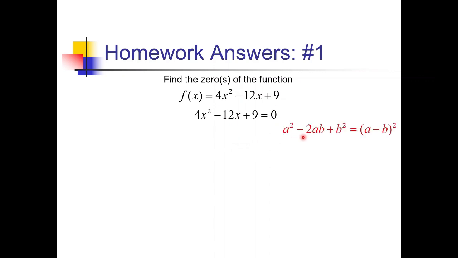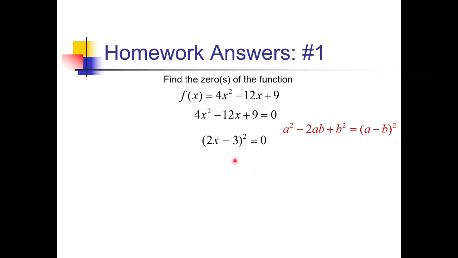Let's try it out and see if we actually do have this a squared minus 2ab plus b squared sort of shortcut. Alright, so if we do, then I just need to square root the first and last things and stick them in a parentheses. Square root of 4x squared would be 2x. Square root of 9 would be 3, and again the middle term's negative, so I would have a negative 3.